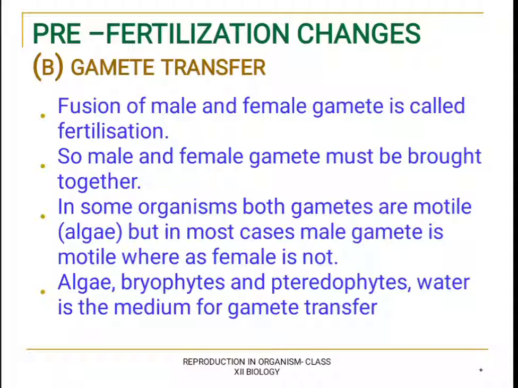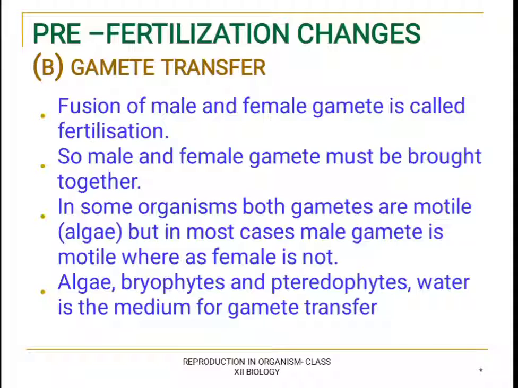In some algae and fungi, both male and female gametes are motile, meaning they can move from one place to another. Whereas in the majority of organisms, male gametes are motile and female gametes are stationary. So male gametes can move, whereas the female gametes are non-motile. In simple plants like algae, bryophytes and pteridophytes, water acts as the medium for the transfer of gametes.